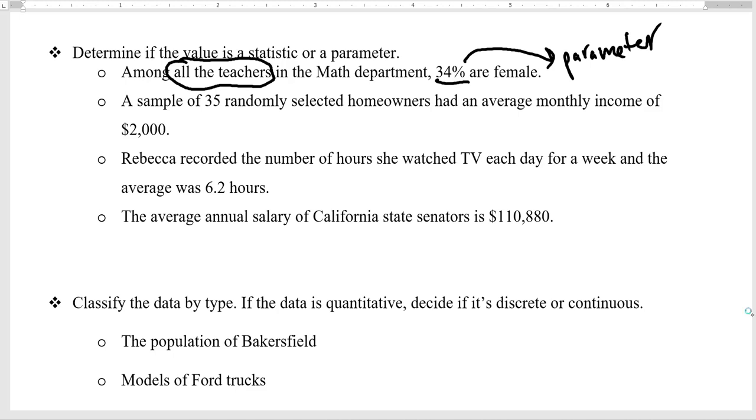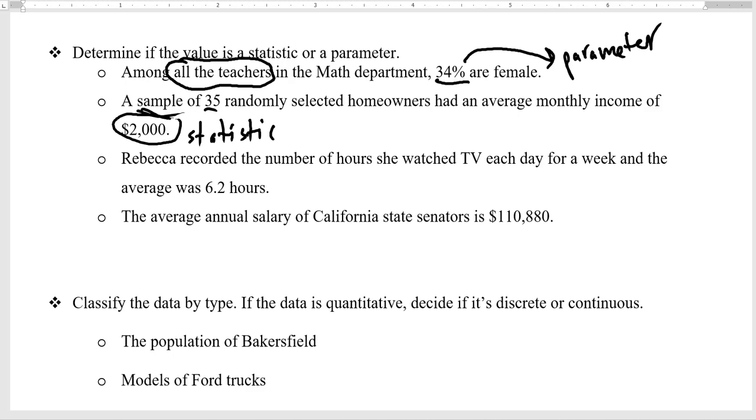A sample of 35 randomly selected homers have an average monthly income of $2,000. What is that? Well, there's a keyword there that made it easier. It's from a smaller group. It's not all of them. It's from a sample. And if it's from a sample, that makes that a statistic. In fact, it also makes the 35 a statistic because that would be our sample size.